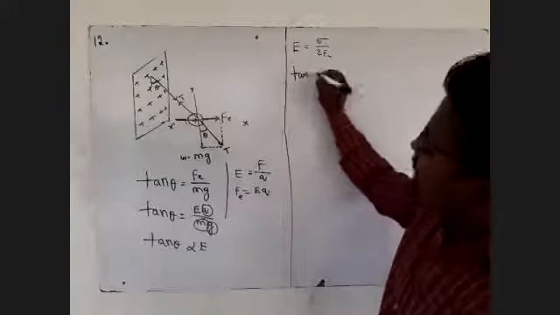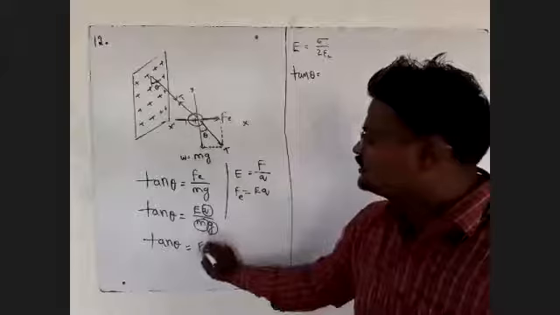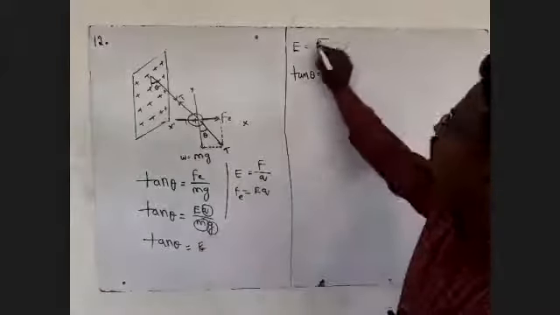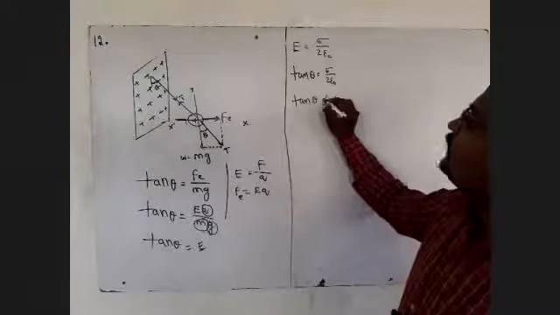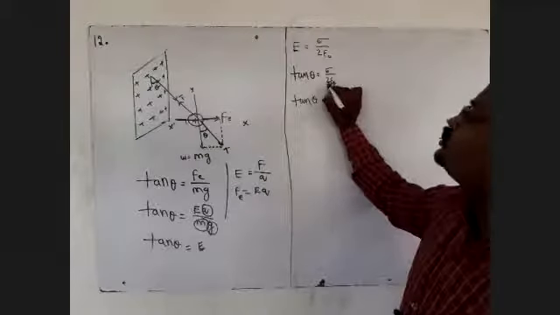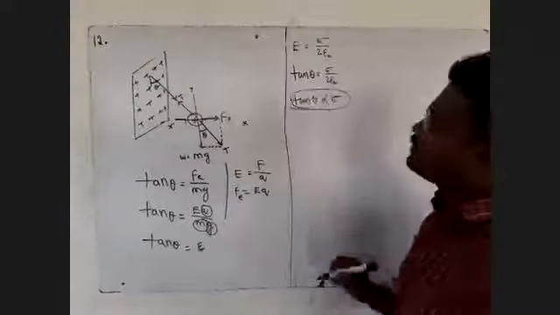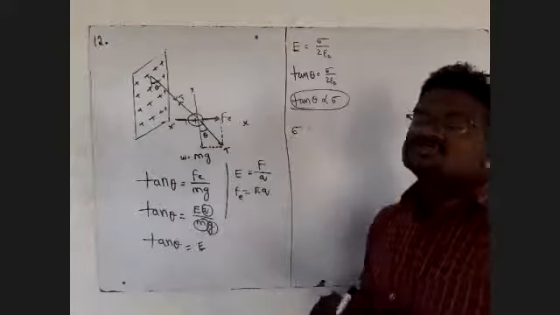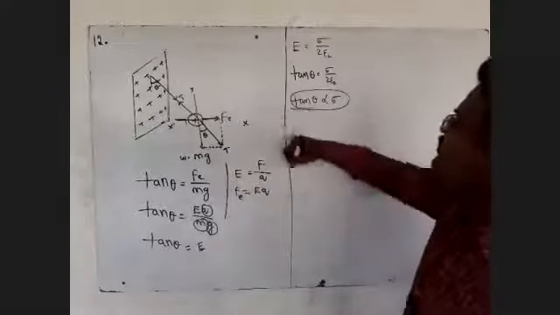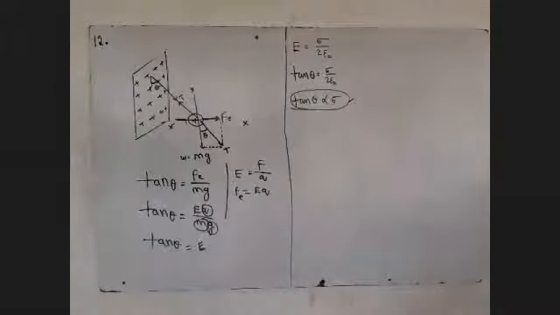Tan theta is equal to EQ by mc, and instead of E I write sigma by 2 epsilon naught. Tan theta is directly proportional to sigma, since 2 and epsilon naught are constant. Sigma means surface charge density. That is your answer, option number 4.